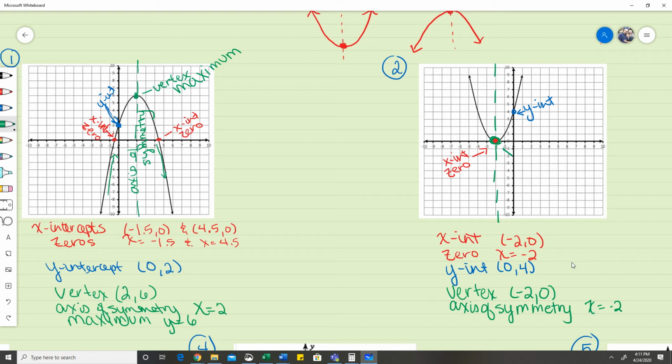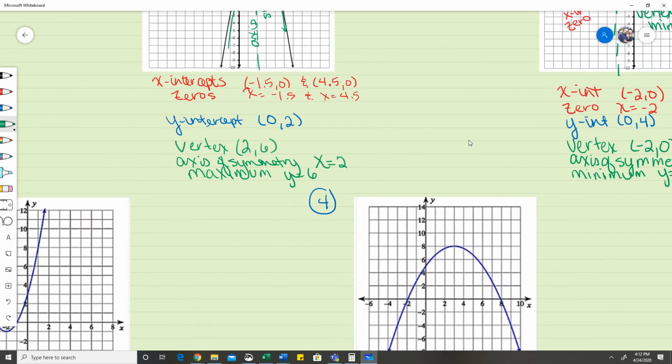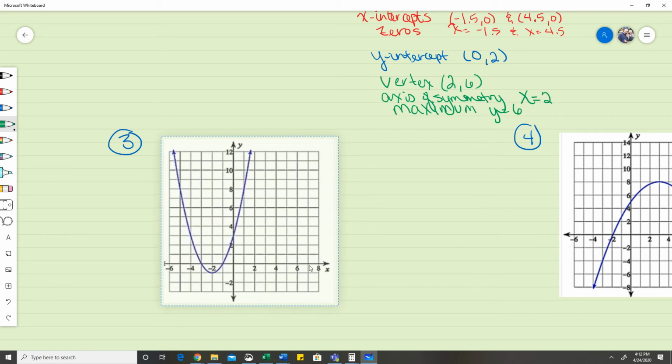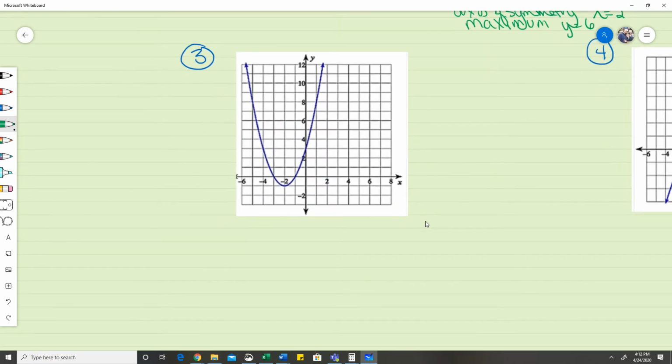Okay. Now, this is still our vertex. Here it is a minimum. It's a minimum because it is at the bottom of the parabola instead of at the top. So our minimum value for this one is y equals 0. Okay. So let's look at a couple more. And I'm not going to label everything on the graph. We'll just talk about it here.